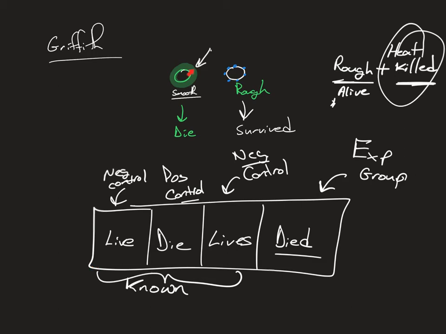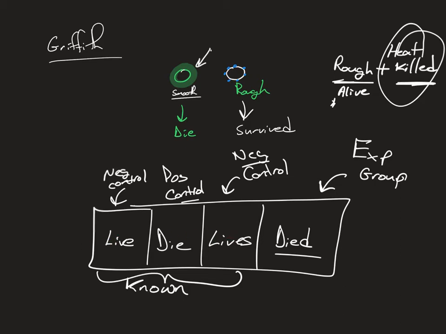The next thing they did is they took the live version of this bacteria and they injected it and the rat died. That's the positive control. So now we know the live bacteria kills you. The dead bacteria doesn't, because it's dead and it's not creating a poison. So the last negative control is you took the living rough bacteria and injected it into the rat, and the rat lives. Now you know that the rough bacteria does not kill the rat.